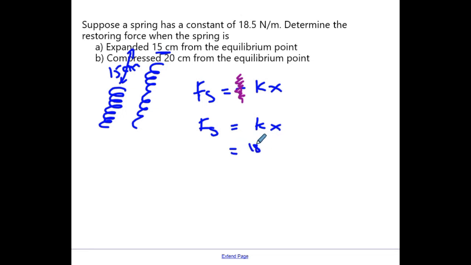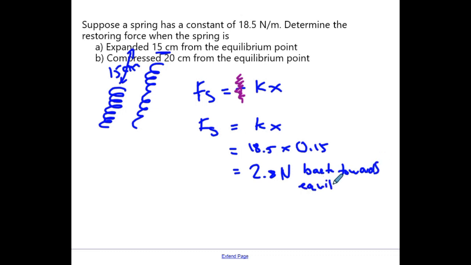So we know our k value is 18.5. And we know that it's being expanded an extra 15 centimeters. So that means it's going to be 0.15 meters. So this will tell us how much force this spring has. 18.5 times 0.15 gives me, with two significant digits, 2.8 newtons worth of force. And the direction of that force is going to be back towards equilibrium. It always goes towards equilibrium.